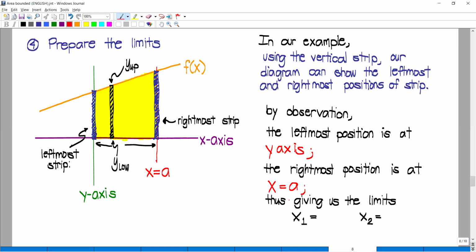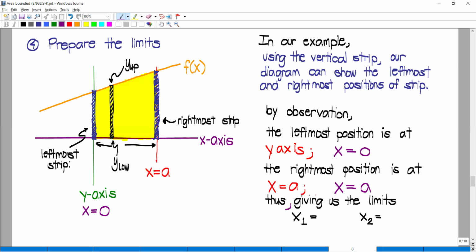X is equal to a. So again, guys, we must know, if we will now be considering the y-axis, this has the equation x is equal to 0. So the leftmost position, since it is at the y-axis, has the value x is equal to 0. Our boundary on the left side is 0. And since the rightmost strip is touching the red line, x is equal to a, now we have the boundary on the right side as x is equal to a.